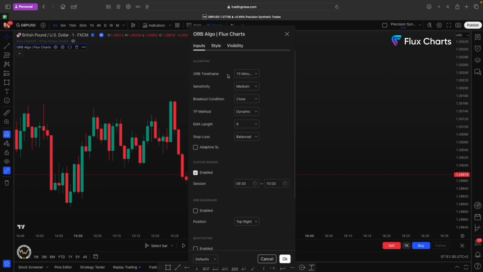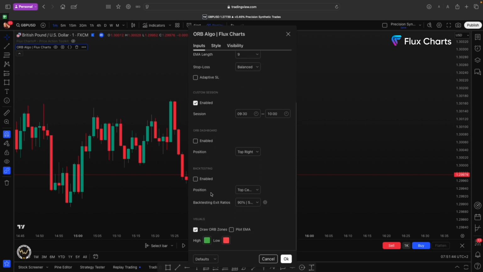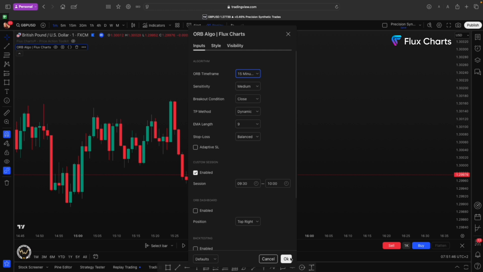ORB Algo, Flux Charts. Here you can change your time frame of how long you want the ORB to be after New York open. And there you go. There you have your ORB indicator by Flux Charts.